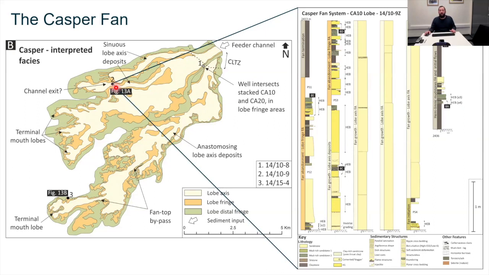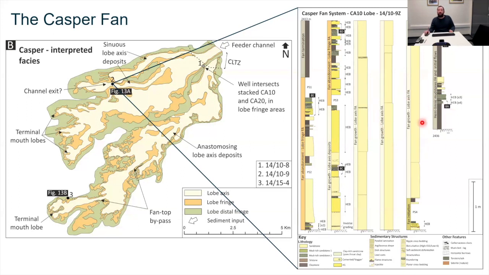And it's a really nice succession of high density turbidites. Amalgamated high density turbidites form the main part of the fan system. Definitely not the most interesting thing for this talk, so let's focus on the hybrid event beds.